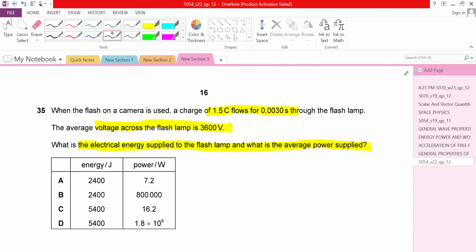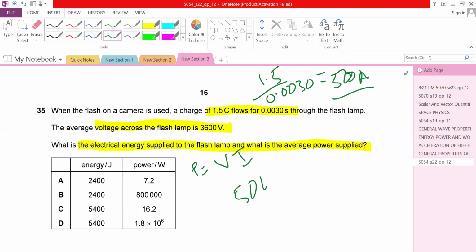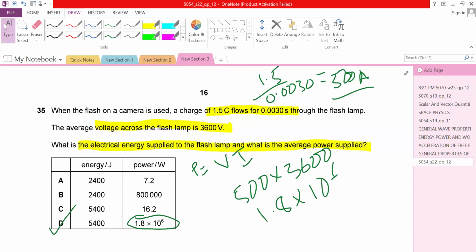Firstly, let's calculate the power. To calculate power, you have to calculate the current. 1.5 divided by 0.0030 gives 500 amperes. 500 amperes is the current. Now power equals V into I, 500 amperes into 3600 volts. The answer is 1.8 into 10 power 6. So in the power column, you can say 1.8 into 10 power 6. Option D is correct for 35.